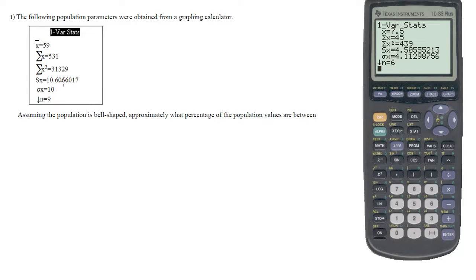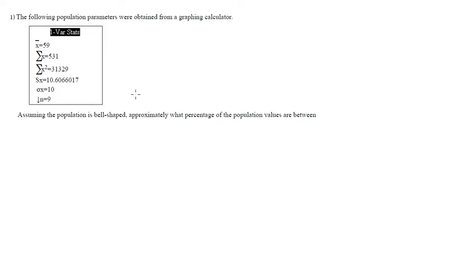So this is essentially the same output that you see in the graphing calculator here. You see x bar, the sum of the x values, the sum of the x squared values, the sample standard deviation, the population standard deviation, and then n is the number of values that you input. So this is the traditional one variable stat screen.